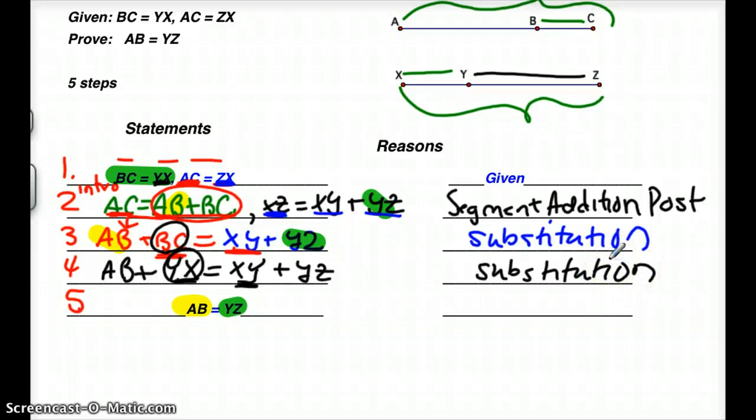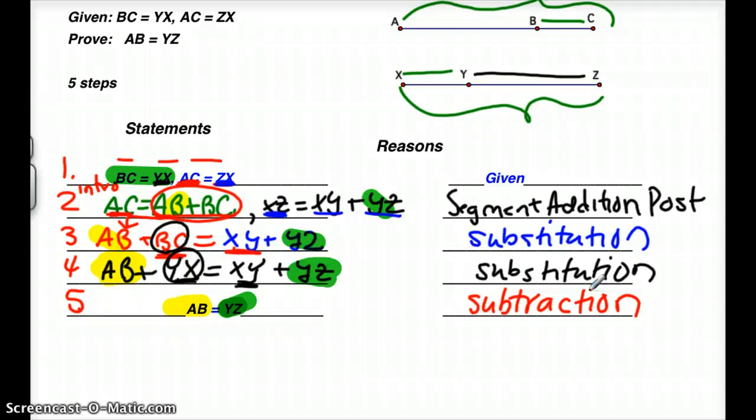All right, now look from 4 to 5. What happens here? Here's AB, AB's down there. Here's YZ and YZ. Somehow the XY's disappear. What I'm doing there is I'm subtracting them off. So number 5's reason is the subtraction property. If you write subtraction, that would be okay as well.